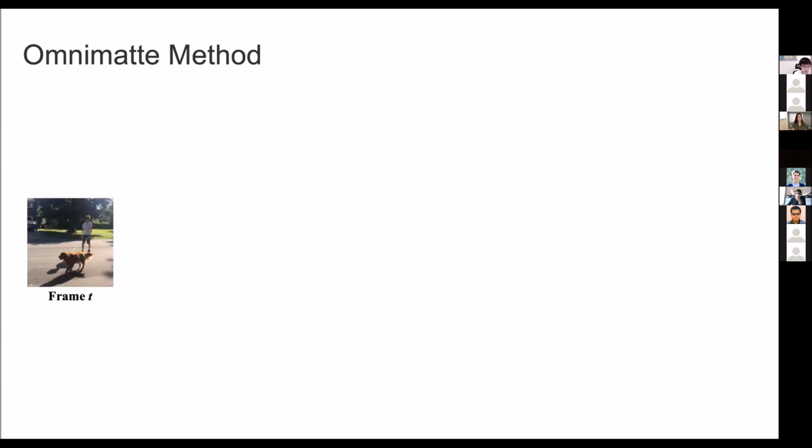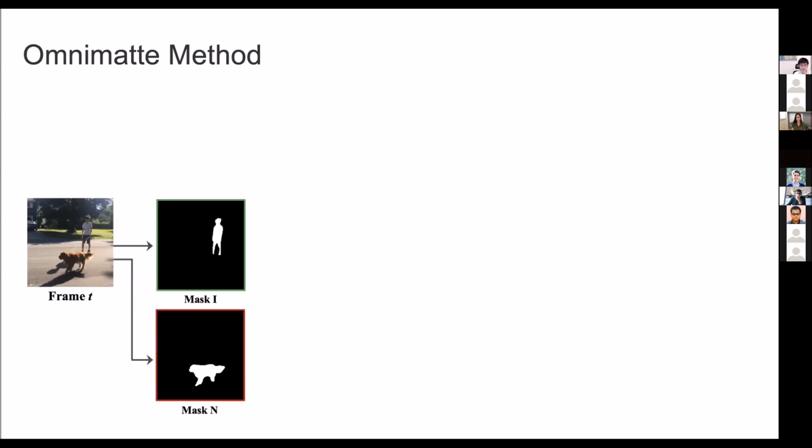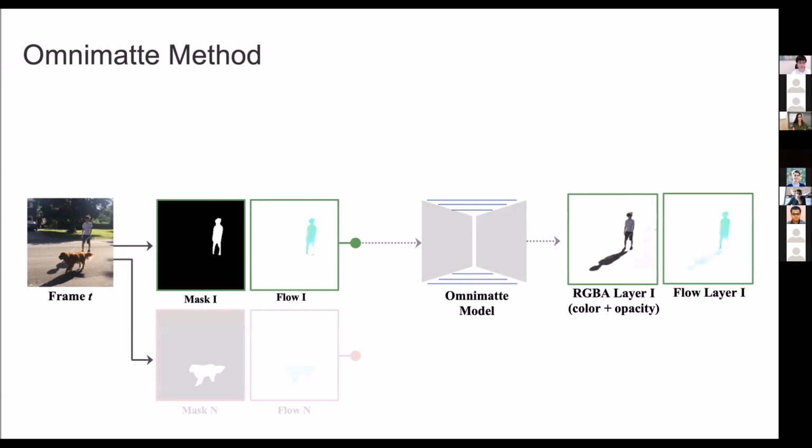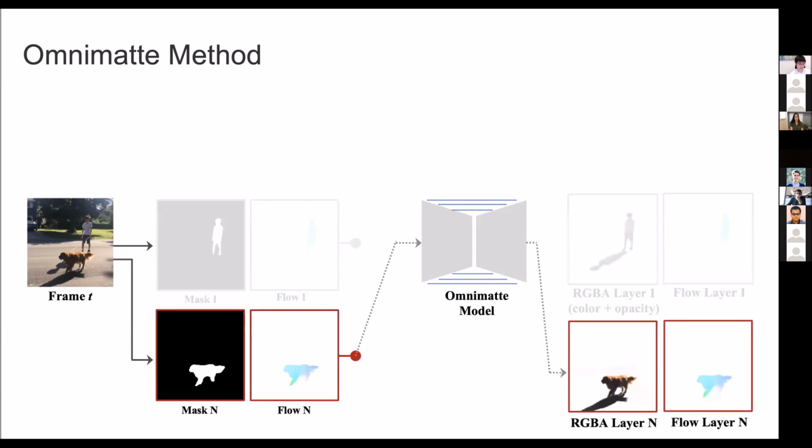We're given a video, and for each frame of the video, we have these rough object masks that we computed. We also pre-compute optical flow between consecutive frames using, for example, RAFT. And we have our Omnimatte model. A mask and an optical flow form the input for a given layer, and we input those layers into the Omnimatte model in a separate forward pass, as you can see here. The Omnimatte model outputs an RGBA layer and also a refined flow layer.